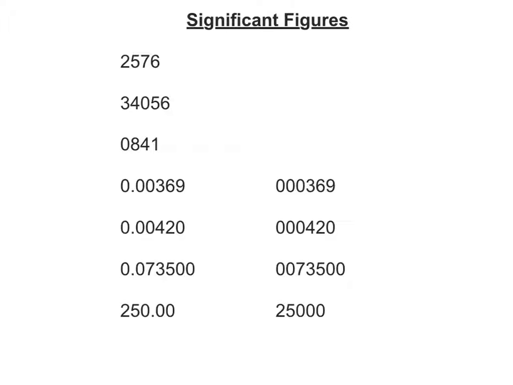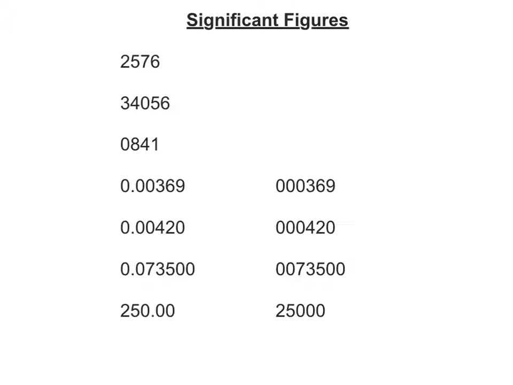Let's first see how we figure out the number of significant figures in a given number. There are rules that help us do this. Rule number 1. All the non-zero digits in a number are significant. So this first number has 4 significant figures. When it comes to zeros, if the zero appears in the middle of a number, that zero counts towards significant figures. So the second number has 5 significant figures, including the zero.